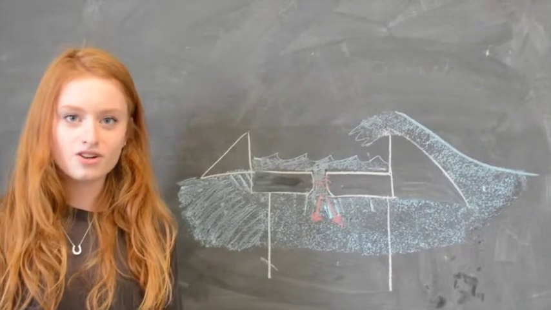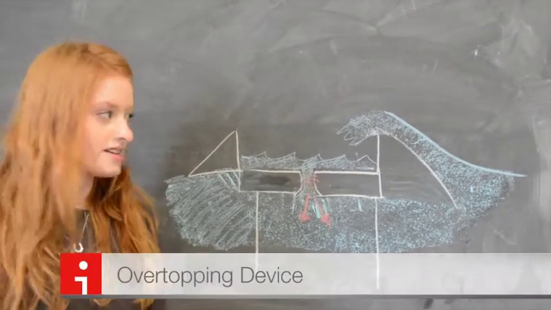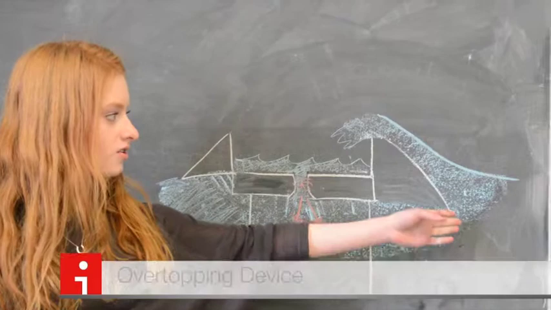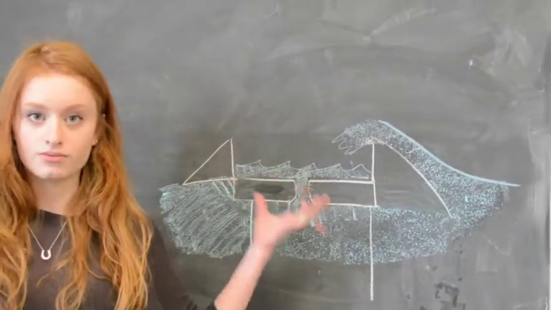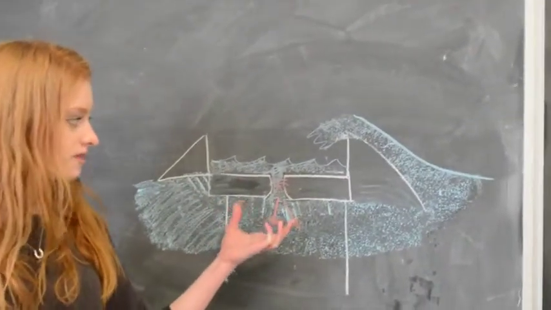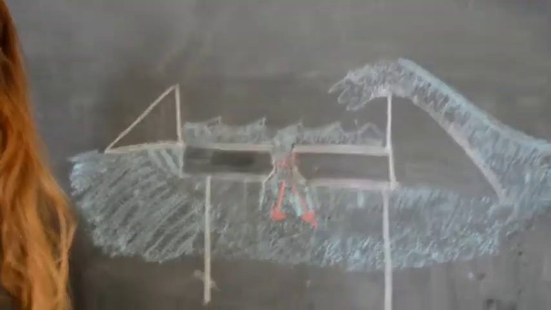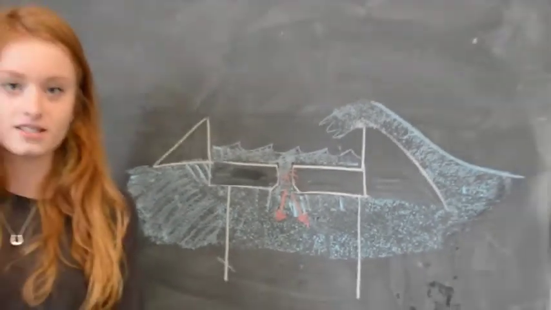The last device we're going to talk about is called an overtopping device. It works by allowing water to go up and over into a reservoir. The only place for the water to exit is down and through a turbine. When the water goes through the turbine, it generates electricity.